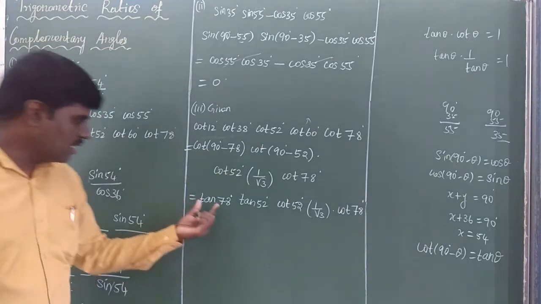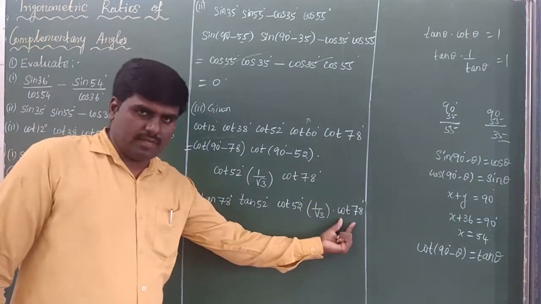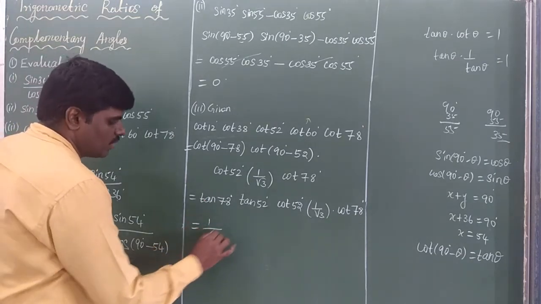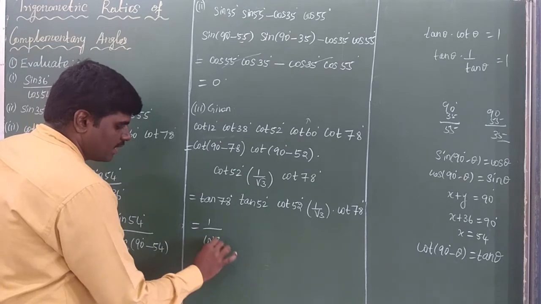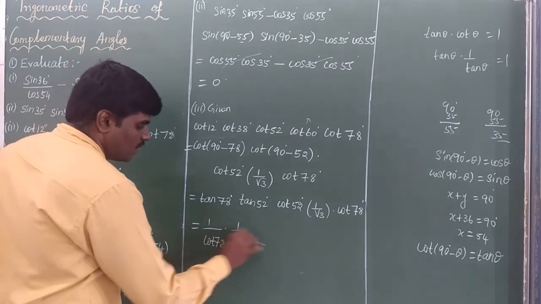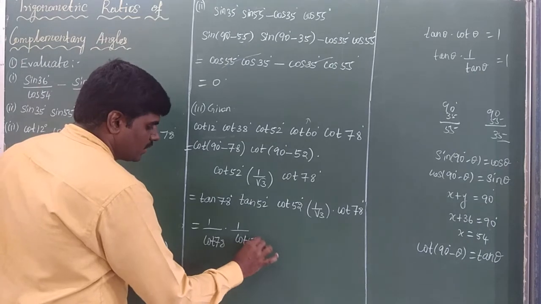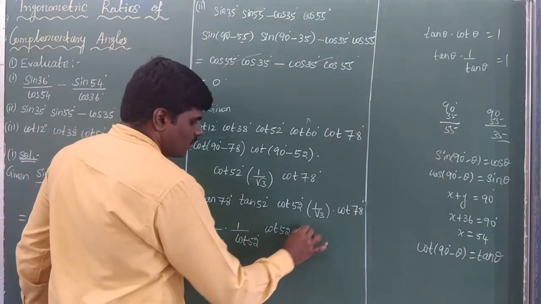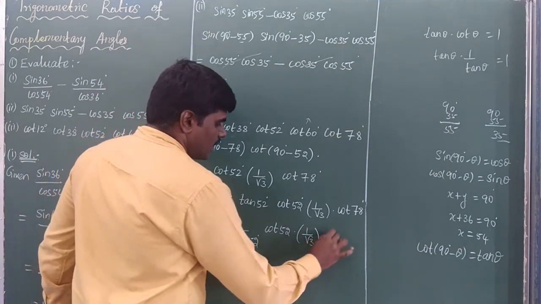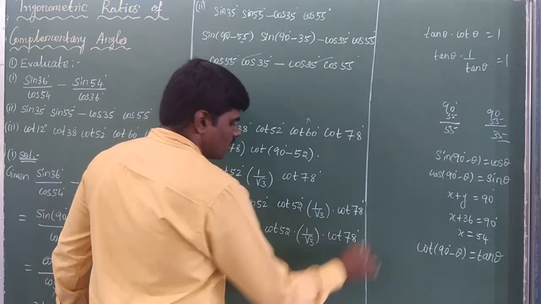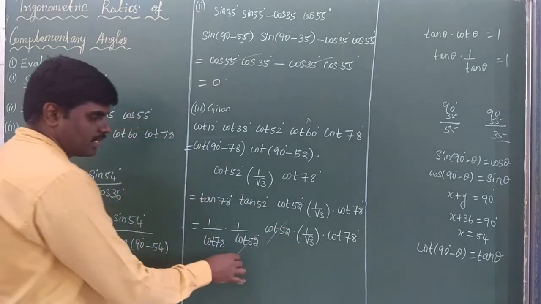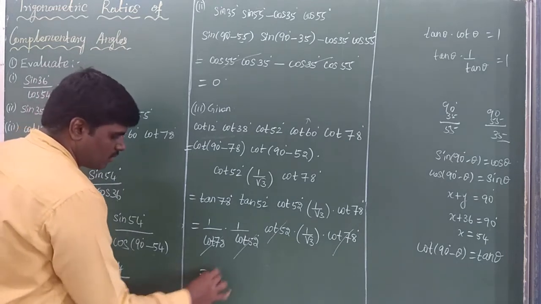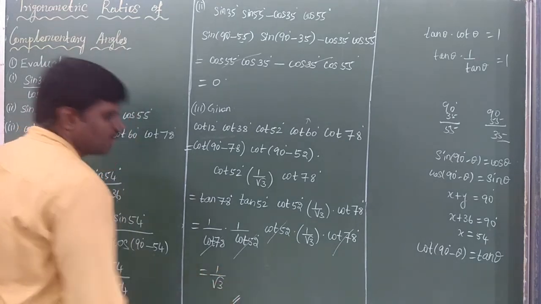Same way here, tan 78 degree, cot 78 degree. You will just simplify tan 78 degree. I will change to 1 by cot 78 degree, and same 1 by cot 52 degree. Similarly, same way, cot 52 degree into 1 by root 3 again cot 78 degree. That's clear. So cot 52, cot 52, cot 78, cot 78 cancel. What remains is only 1 by root 3. That's the value, 1 by root 3.